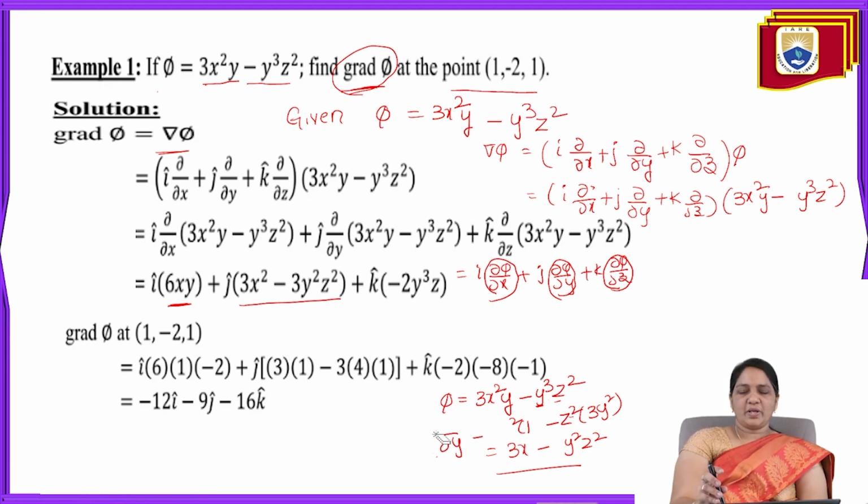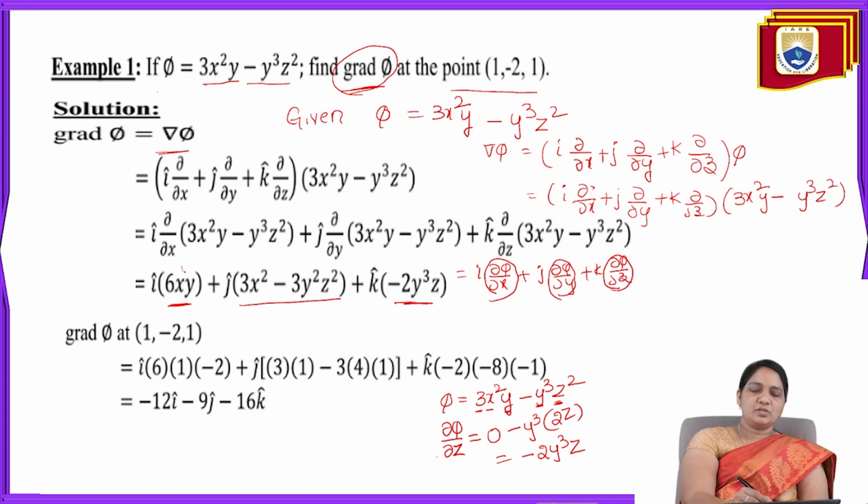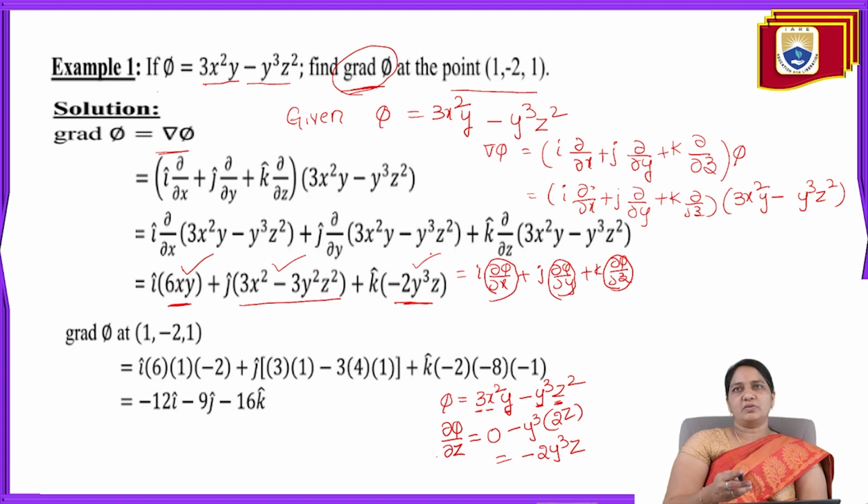Now ∂pi/∂z. What is the ∂pi/∂z value? In 3x square y, all terms are constant and there is no z term, so 0. Minus, the z term is there, y cube is the constant, and z square gives 2z. Finally this value is minus 2y cube z. That is what will be written here. So this is the ∂pi/∂x value, this is the ∂pi/∂y value, and this is the ∂pi/∂z value.